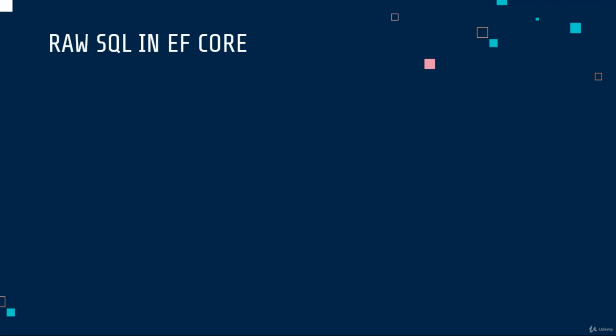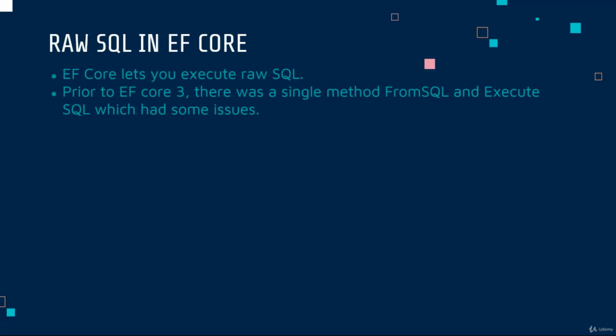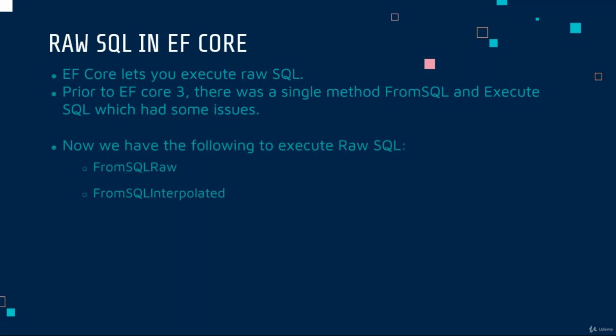First, there are methods that let you execute Raw SQL against your defined DB sets, like we have books, authors, publishers. If you are coming from an earlier version of EF Core, note that the method names have been changed. Before .NET Core 3, there was a single method called FromSQL and another method like ExecuteSQL. But it turned out they had some issues, because of which the EF Core team decided to change that.